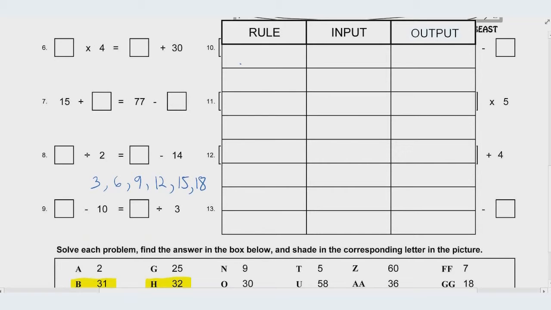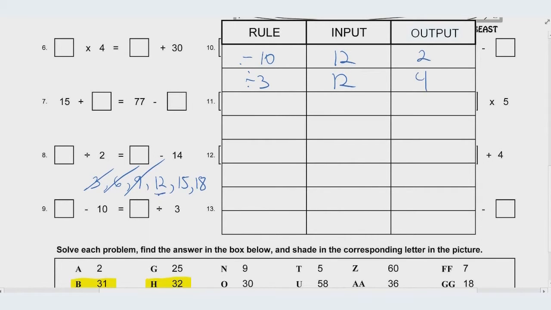We also know the answer has to be bigger than 10 because 10 minus 10 gives us 0, and 10 divided by 3 will give us a decimal. So we know that won't work, but we also know it has to be bigger than 10. So we know 3, 6, and 9 will not work. So I say let's start with 12. If we put 12 here and 12 here, we put our rule minus 10, we put divided by 3. Well, 12 minus 10 is 2, and 12 divided by 3 is 4.